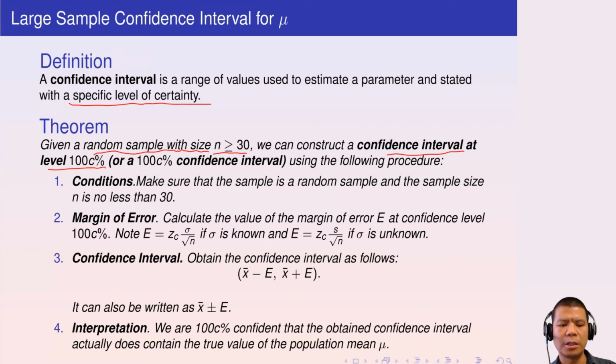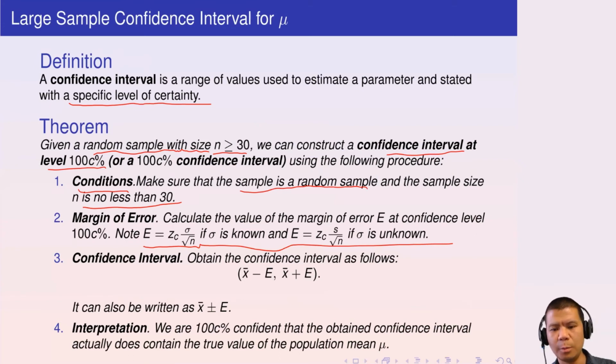First, we check the conditions. Make sure that it is a random sample and the sample size is no less than 30. Check those two conditions. Step two is to find the margin of error. You just plug in the formula, like we just did. Find the margin of error and round it to the same decimal place as the sample mean or the sample standard deviation.